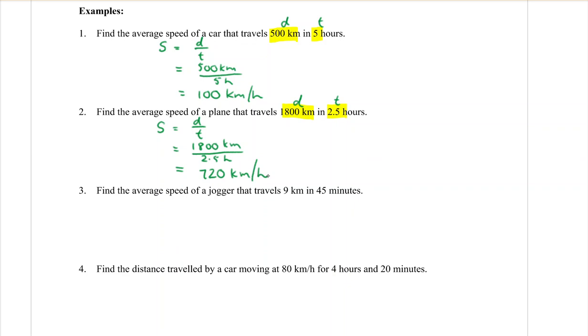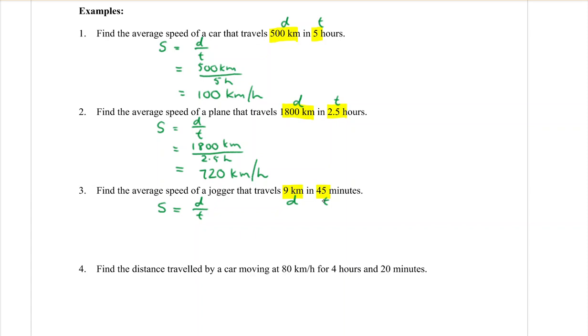Question 3. Find the average speed of a jogger that travels 9 kilometers in 45 minutes. So we're still doing speed, which equals distance over time. The little difference with this question is I have my distance and my time. My distance is 9 kilometers and my time is 45 minutes. But we don't normally work out speeds in kilometers per minute. It's usually either kilometers per hour or meters per second. They're the two types of speed units that we're used to doing. So if you see one in minutes, you need to change that into hours.